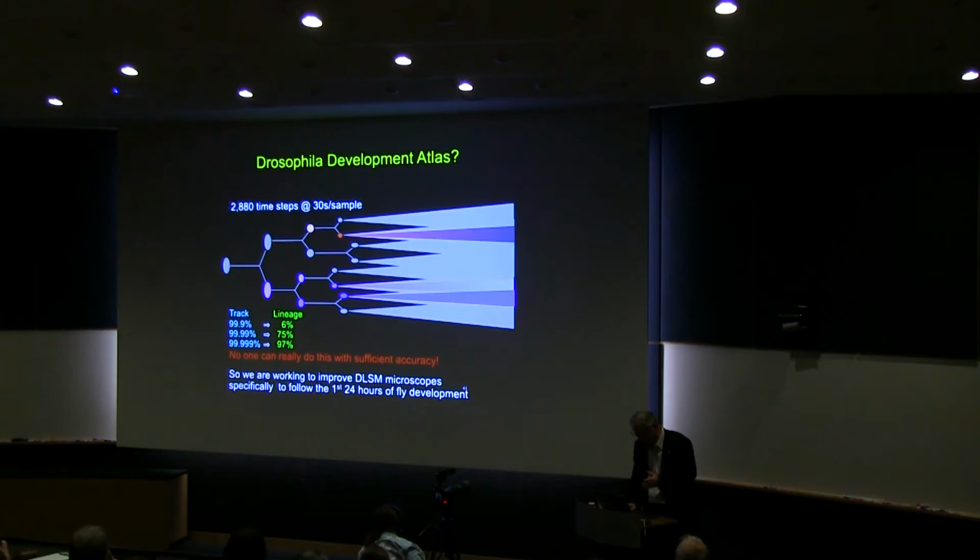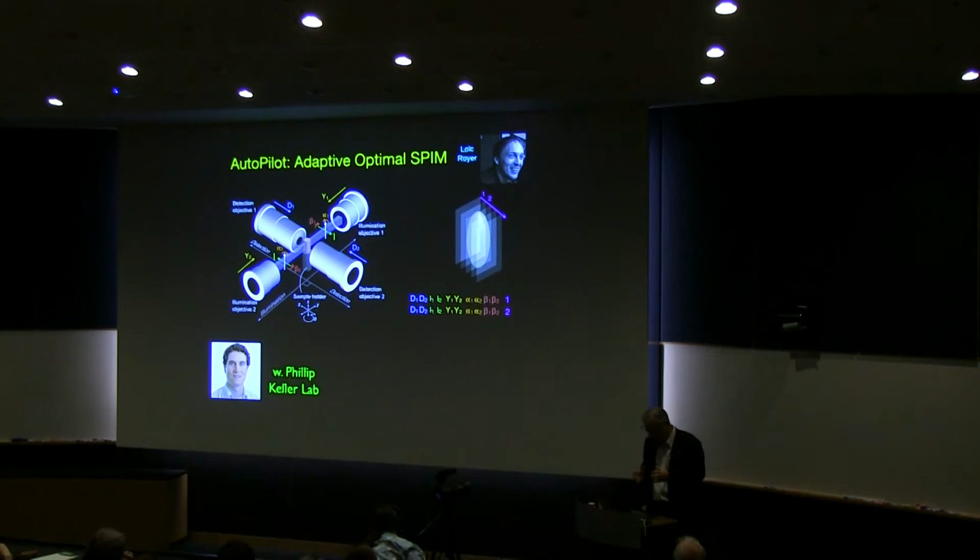One of the first things we did was work with Philip Keller at HHMI, looking at a SPIM microscope. SPIM microscopes create light sheets. In the newer versions, you create a light sheet from two different sides, so you put in a light sheet from here and here, and then you have two detection objectives that look at it from both sides. Both are meant to minimize how far into the volume you're projecting the sheet and looking. It helps, it halves things.